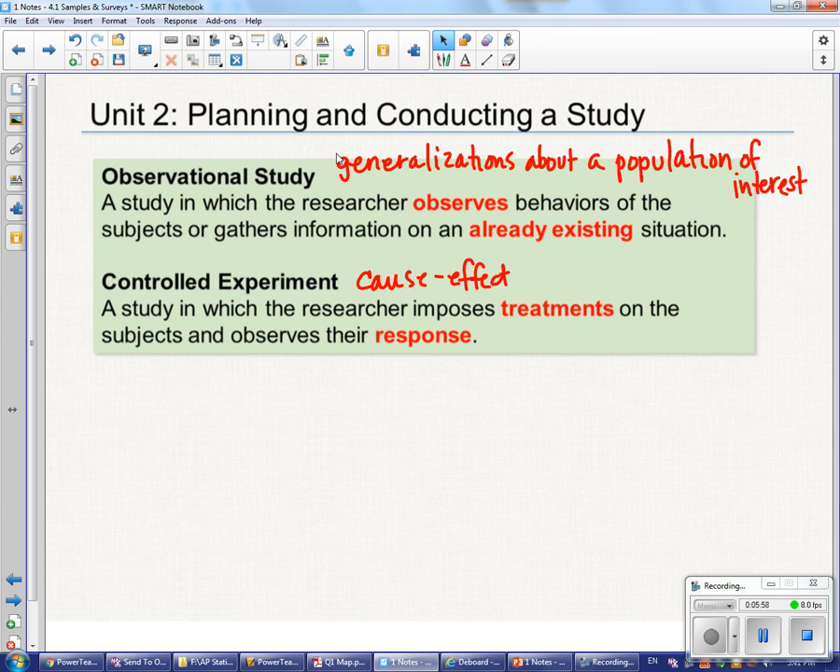But with an observational study, I'm really just observing. I'm trying to get information that already exists. I can look at medical records. I can do interviews, questionnaires. Whereas in a controlled experiment, I'm actually imposing a treatment, and people are responding to the treatment so I can gauge their reaction.